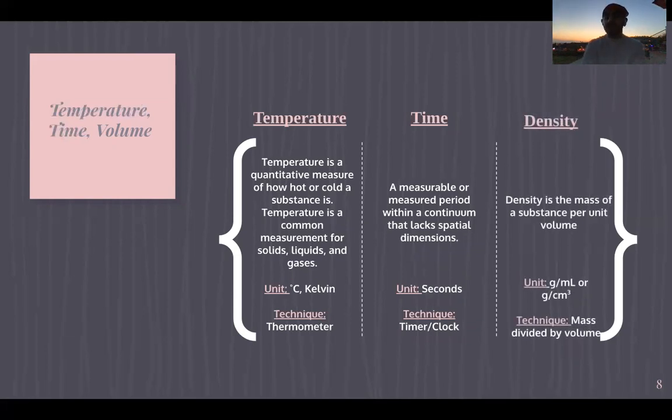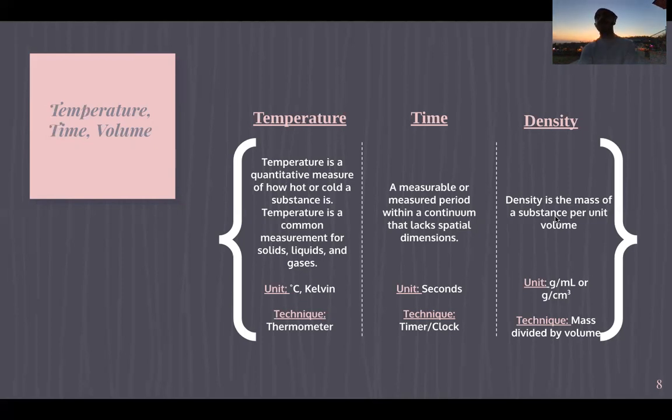Temperature. Temperature is a quantitative measure of how hot and cold something is. We use this for solids, liquids, and gases. And again, degrees Celsius or Kelvin, and I'll talk about Kelvin when we get there. We can use a thermometer to do this as well. Time, I looked up the definition of time because I was trying to explain it and I couldn't. But it's a measurable or measured period within a continuum that lacks spatial dimensions. Wow, take that in for a second. And we use seconds. We can use a timer or a clock to measure this.